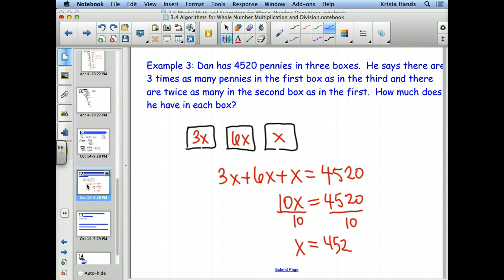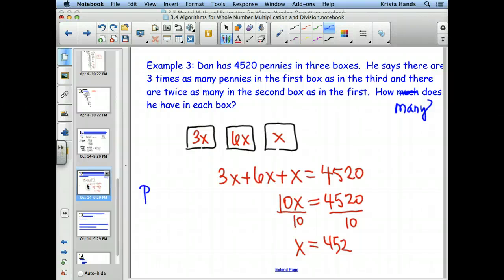The question says, how many does he have? It didn't say how much. How many does he have in each box? So x equals 452 does not answer the question, because there wasn't an x in the problem. So what would I do?